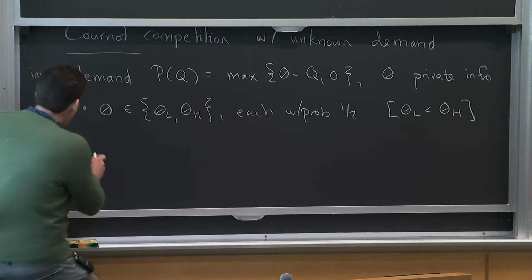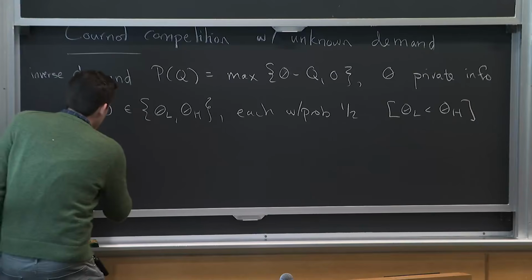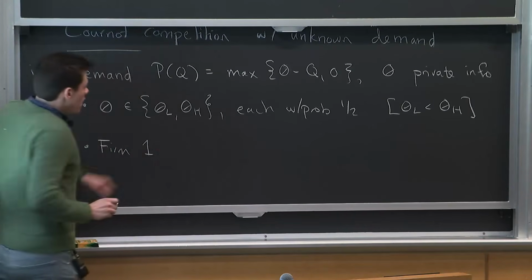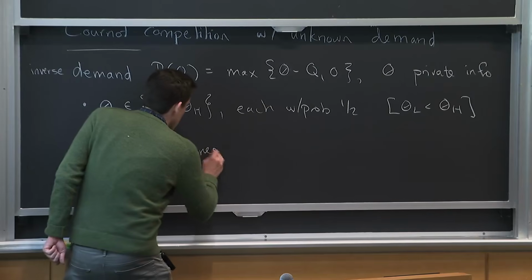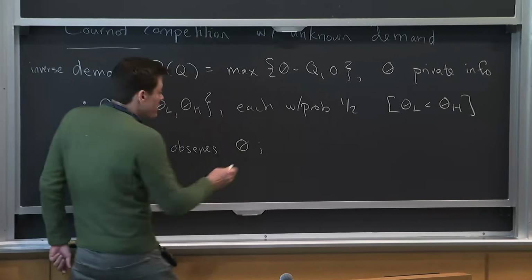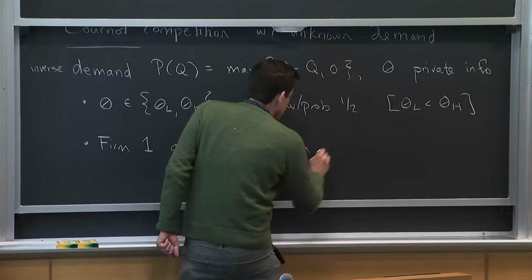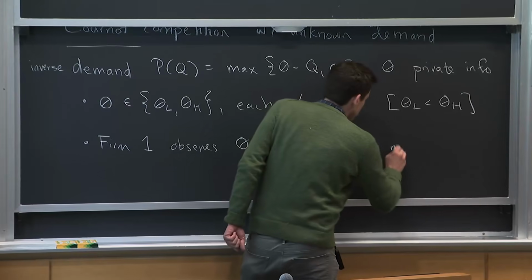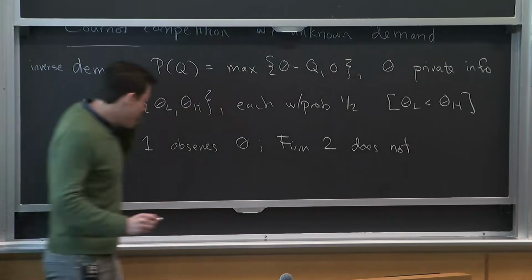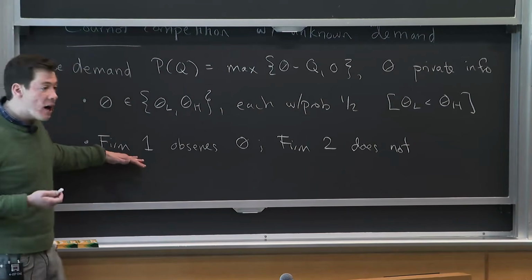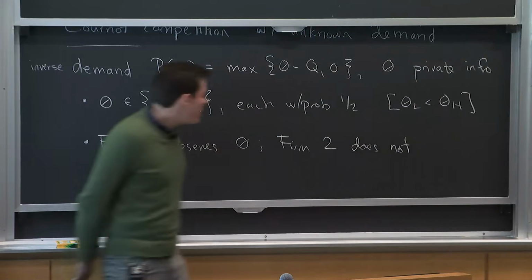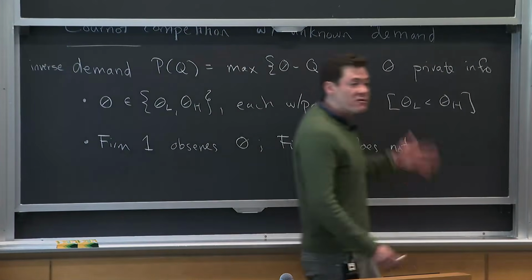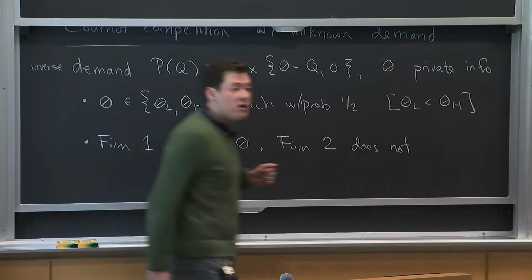Okay? And we're going to assume that firm 1 observes theta, but firm 2 does not. So one story could be that firm 1 is kind of an experienced incumbent. They know how fashions change, and they're able to predict what demand is going to be. Firm 2 might be this new entrant who doesn't have as much data, doesn't have as much experience, and they don't know what theta is.